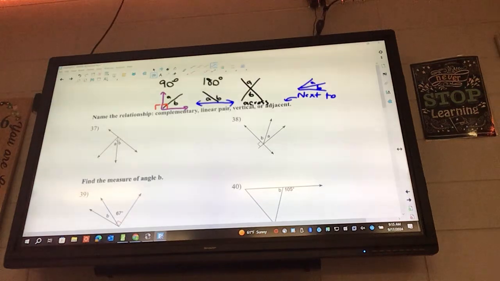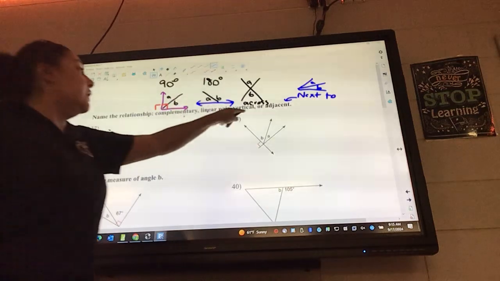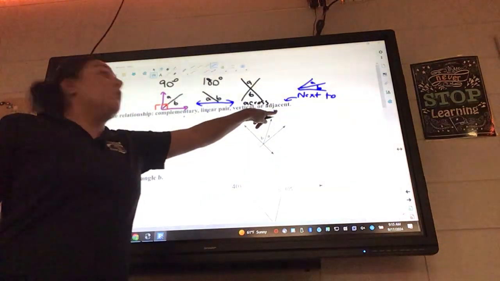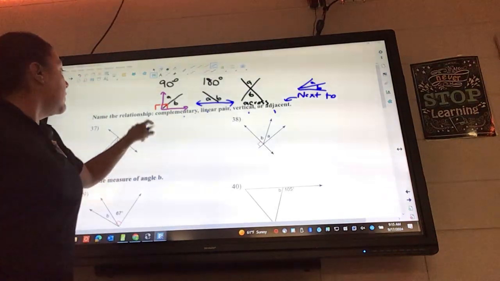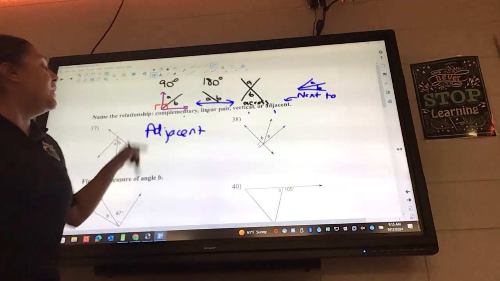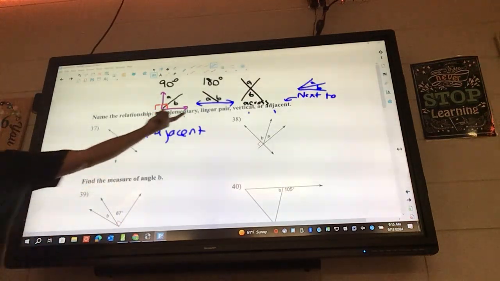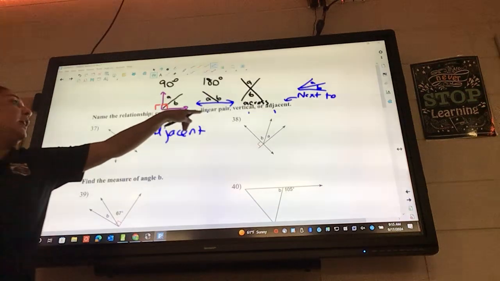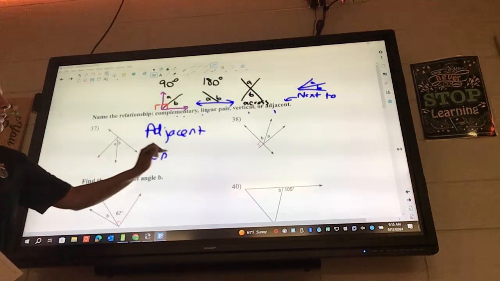So if we look at 37, name the relationship. Is it complementary, linear pair, vertical, or adjacent? So you start out and pick one of these two, okay? So are they across from each other or right next to each other? Next to each other. They're adjacent, okay? So they're gonna be adjacent for sure. Okay, and then we can ask ourselves, because it can be adjacent and nothing else, but if it is one of these, then it is gonna be adjacent, okay? So is it complementary, linear pair, or neither? It's complementary. We see this, it's got this square, so this is also gonna be a comp.